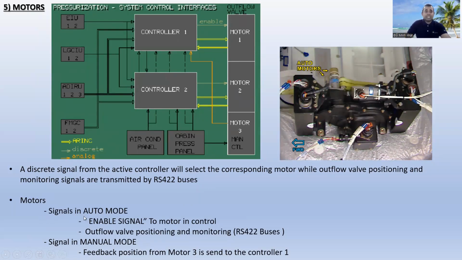So the motor signals in auto mode: enable signal, right here, enable signal to motor in control, and outflow valve positioning and monitoring RS422 buses. And the signal in manual mode: feedback position from motor 3 is sent to the controller number 1, right? You see the feedback will be sent from motor number 3. It is an analog signal, right?